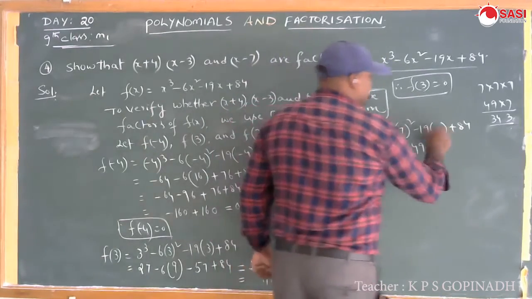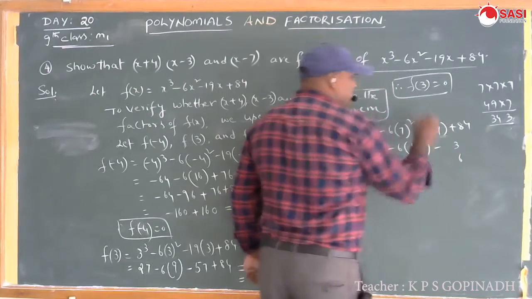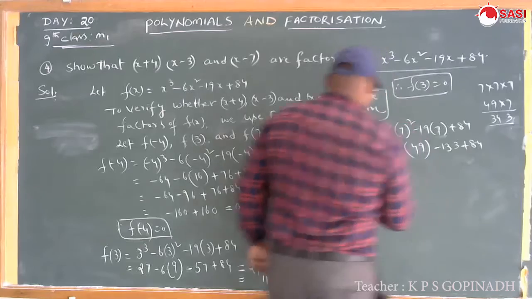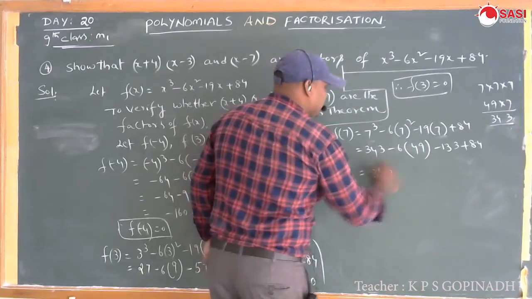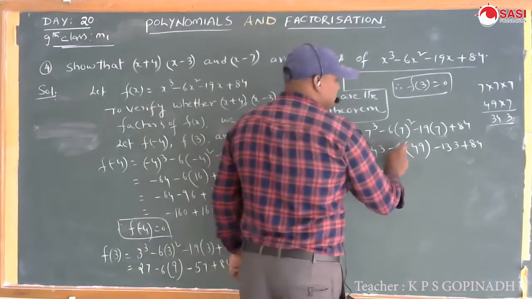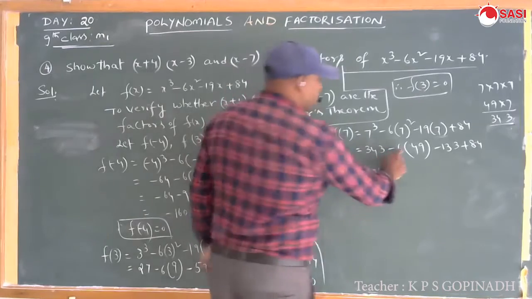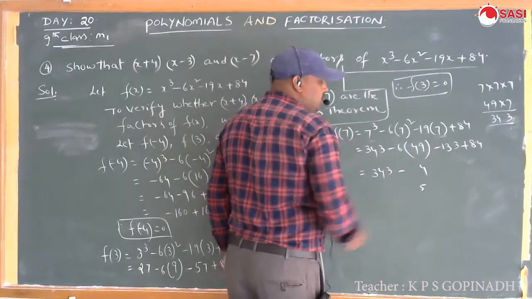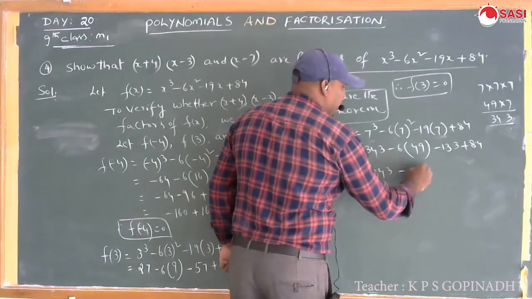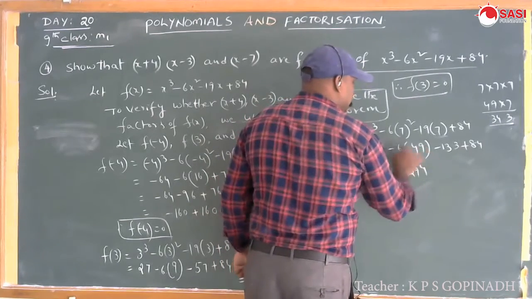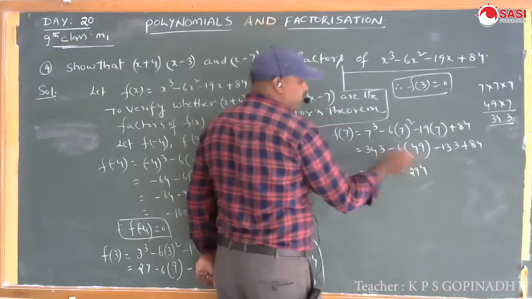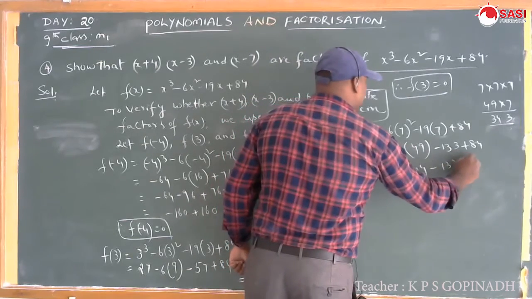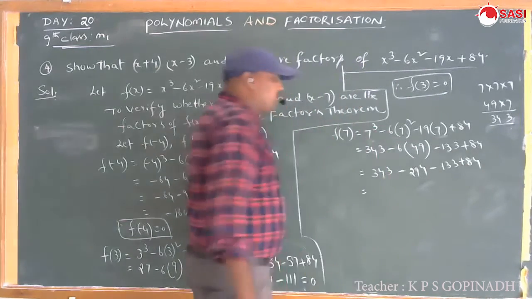7 9 is 63, 6 remainder. 7 1 is 7 plus 6, 13. 133 plus 84. That is equal to 343 minus 6 9 is 54, 5 remainder. 6 4 is 24 plus 5, 29. Minus 133 plus 84. So add the positive numbers.